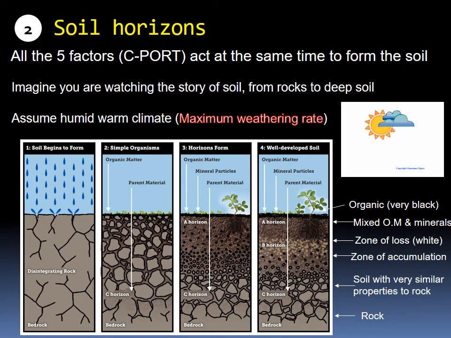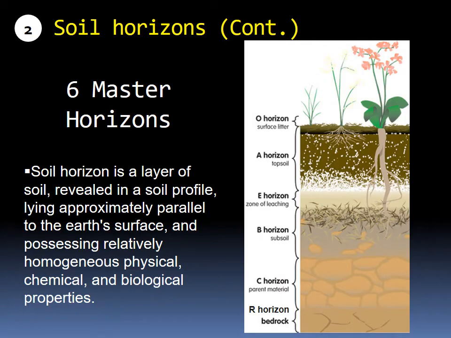So now we notice something, that each of these layers is different than the layer below, but each one of them has exactly the same physical, chemical, and biological properties throughout. What do we call these layers? Basically, we call these layers horizons.